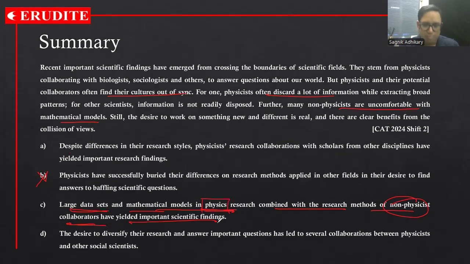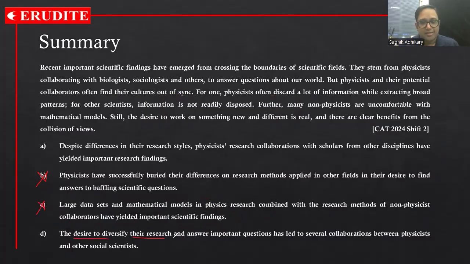Physicists are also mentioned, subsumed in physics. But that said, this distorts by saying that not just the collaboration with other fields, but also large data sets and mathematical models have yielded important scientific findings. The collaboration between physicists and other people from other fields has yielded important scientific findings, but these remain the problem, these remain hurdles in that collaboration. So this is clearly incorrect. This is quite distorted. While this covers good ground, solid ground from the passage, it is more inclusive than option B. It still has distortion in it. C is not the answer.